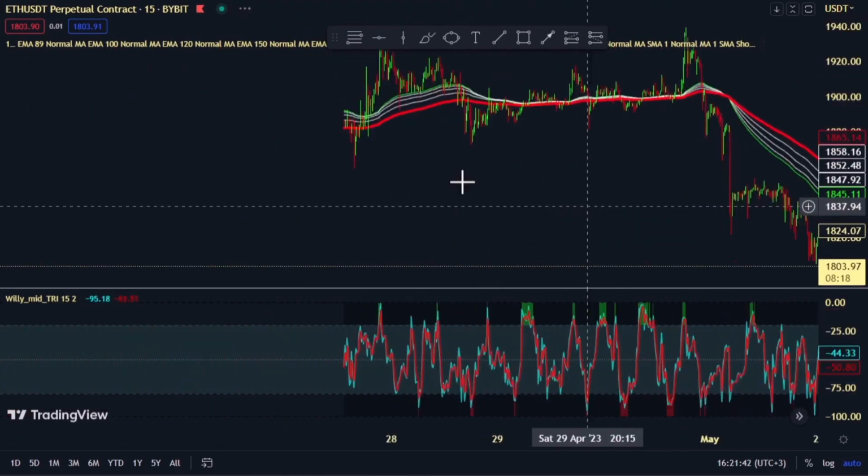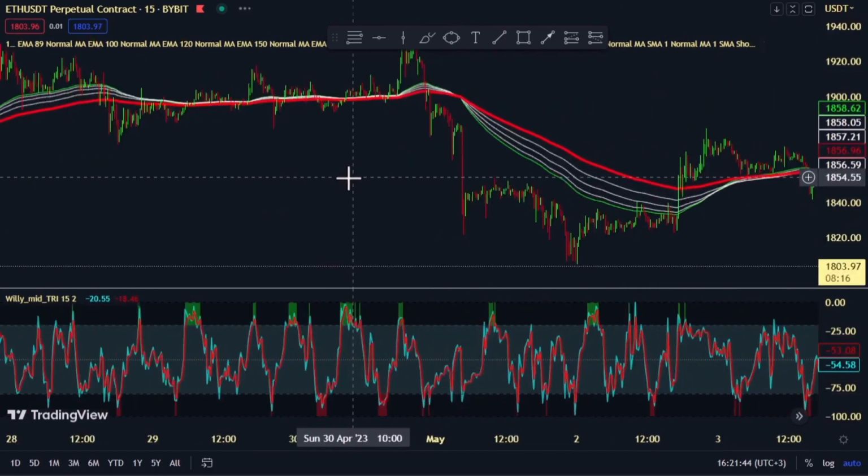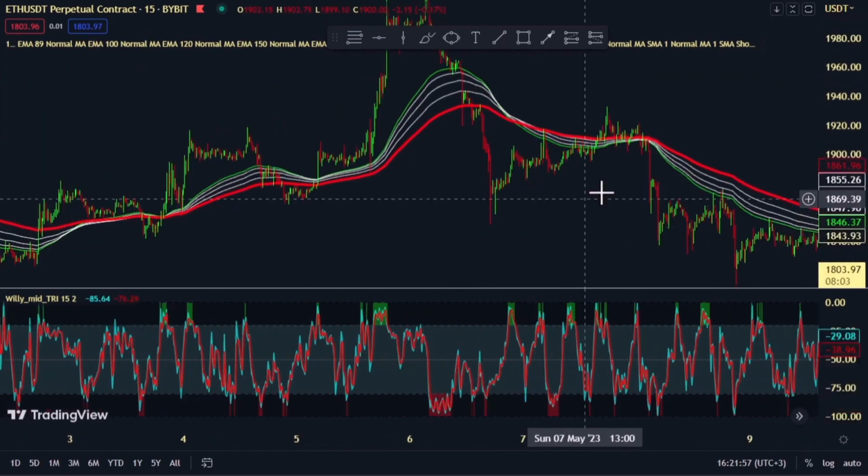And you can see there are endless positions and situations in which you can make a lot of money with it. And as you can see, when the price is going in between them, overlapping with the EMAs, do not take trades.